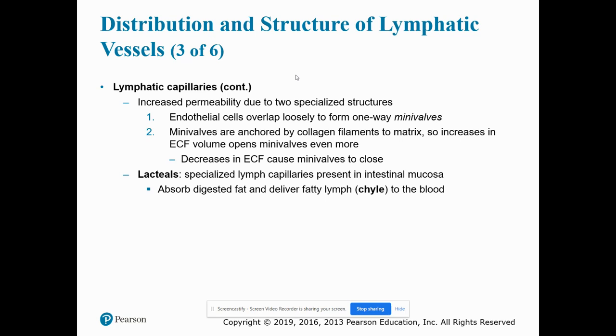And then we also have these things called lacteals, and these are specialized lymph capillaries that are present in the intestinal mucosa. What they do is absorb digested fat and deliver this fatty lymph, called chyle, to the blood.